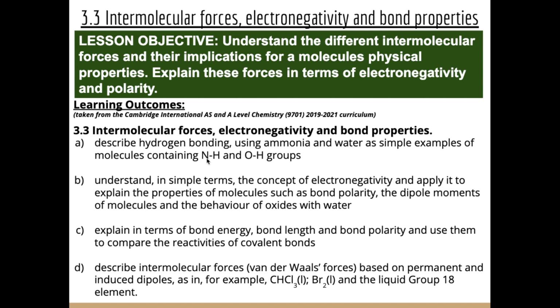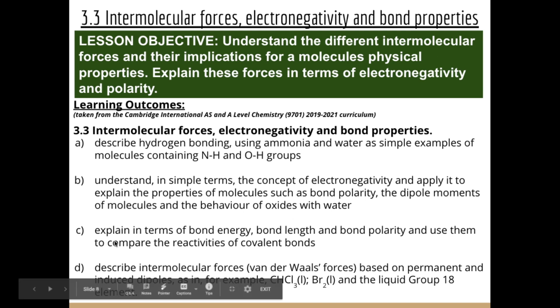What have we looked at? We've described hydrogen bonding using ammonia and water as simple examples of molecules containing NH and OH groups. We've understood in simple terms the concept of electronegativity and applied it to explain the properties of molecules such as bond polarity, the dipole moments of molecules, and the behavior of oxides with water. The oxides with water we're going to look at a bit further down in the course, so we haven't really covered that, but we've covered everything else there.